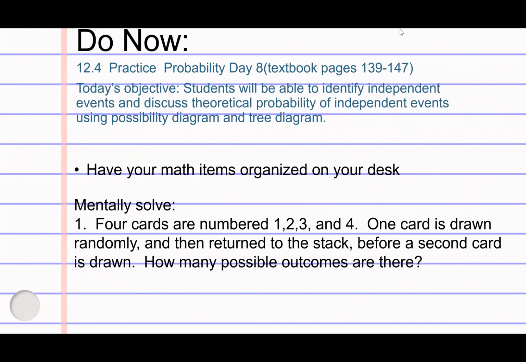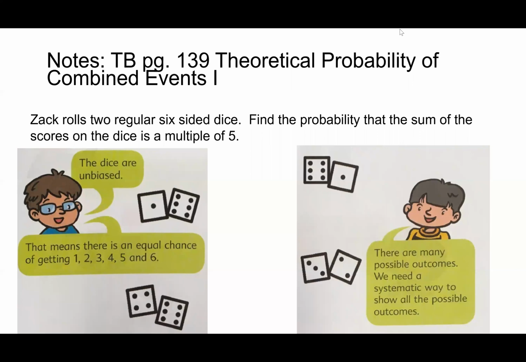So what that means is we have more than one thing happening, but in the case of, for example, a card, or a bunch of things, we would put the thing that we draw back into the stack or into the mix, and it would not affect the second event. Okay, so we're learning two different methods today. We're going to solve these problems mathematically, and we're going to solve them using a chart.